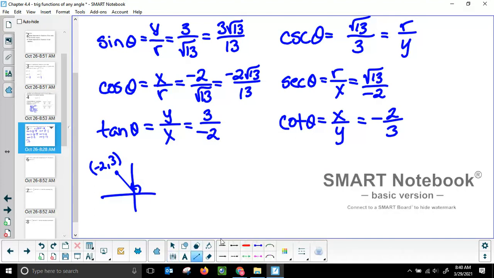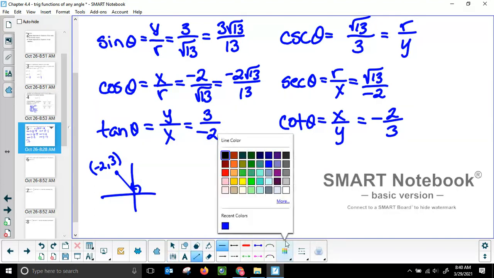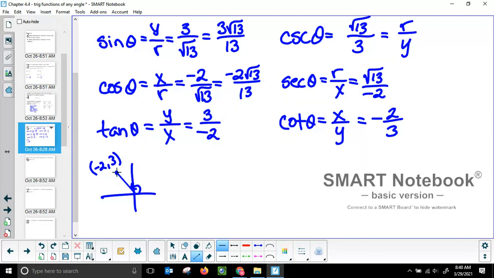However, if we just make this a triangle, if we just drop a perpendicular straight down here, then let's think of this. What does this mean? Well, -2 tells me how far left I go, correct? So I just make this side of the triangle -2. 3 tells me how far up I go, so this side of the triangle is +3.